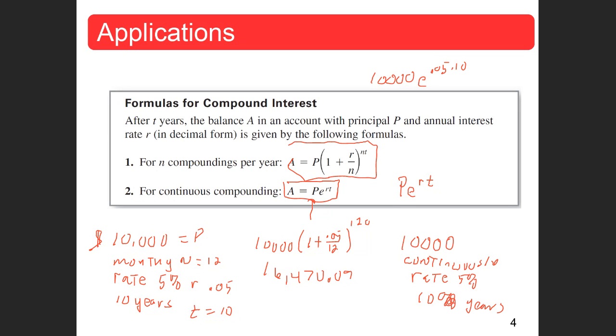Now, my calculator is so cheap, it doesn't even have an E button on it. So can somebody multiply that out for me? What is 10,000 times E raised to the 0.05 times 10?